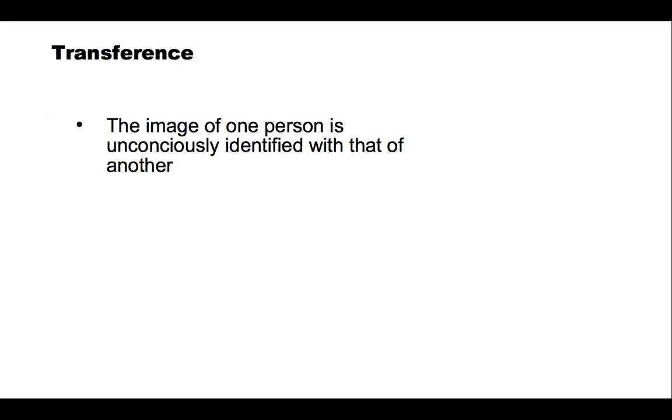Now let us see what is transference. So in transference, the image of one person is unconsciously identified with that of another. For example, a patient who is fond of his daughter finds the nurse of the same age and height as his daughter. So he transfers his positive emotions to the nurse as his daughter. Now, it is also possible that if he dislikes his daughter, he transfers his negative emotions to the nurse by being rude, abusive, or aggressive without any cause.